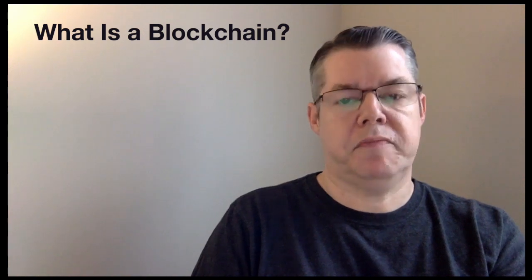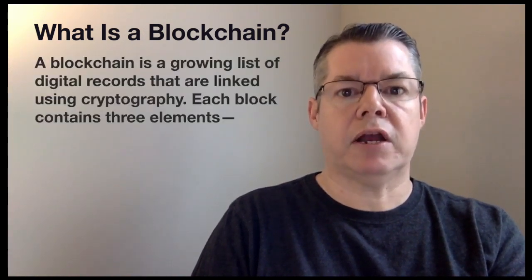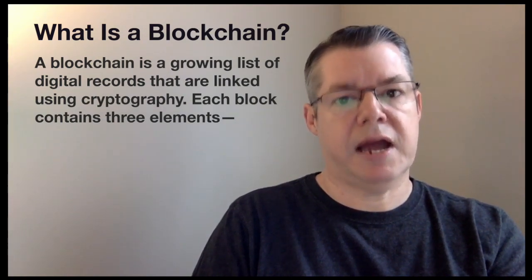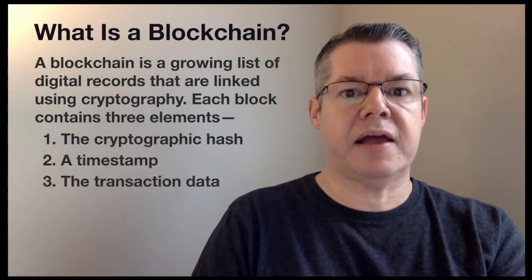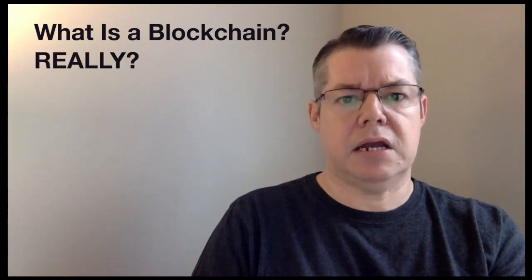Here's the definition. A blockchain is a growing list of digital records that are linked using cryptography. Each block contains three elements: the cryptographic hash, a timestamp, and the transaction data. What is a blockchain really?